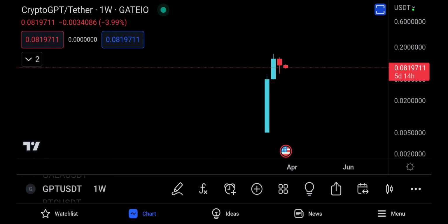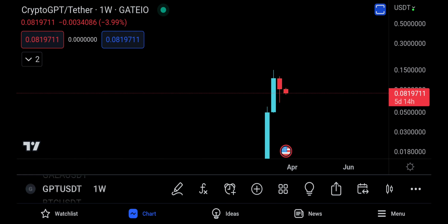And the weekly is here. You can see the weekly. I've talked about the weekly pattern in my previous videos, and I've told you that this is a hanging man that I'm expecting for GPT, and so far the hanging man is pretty much confirmed.